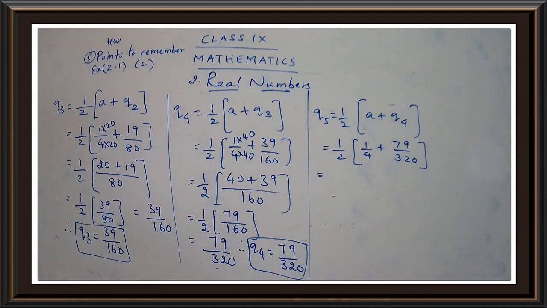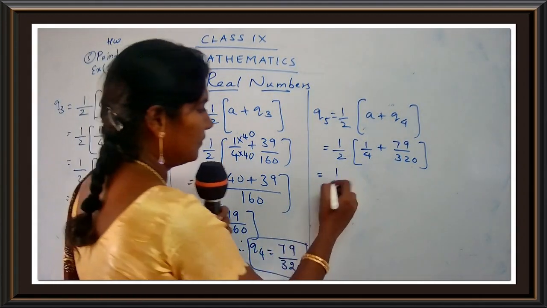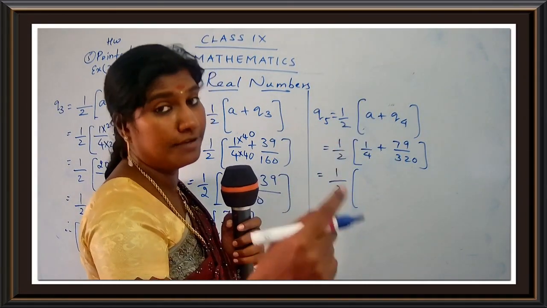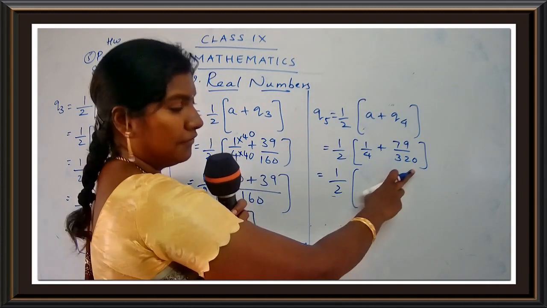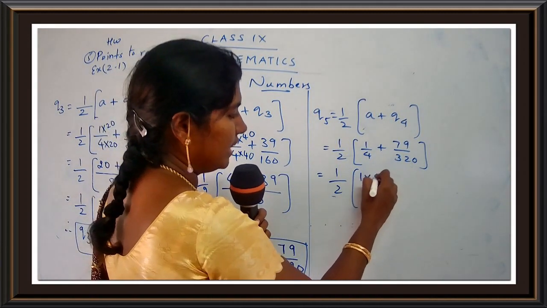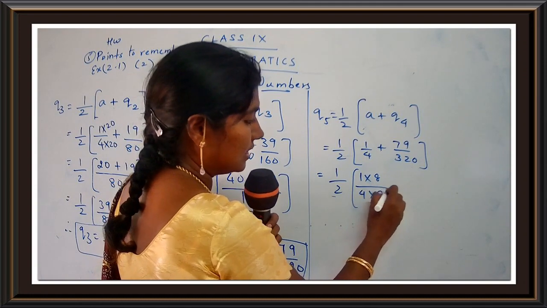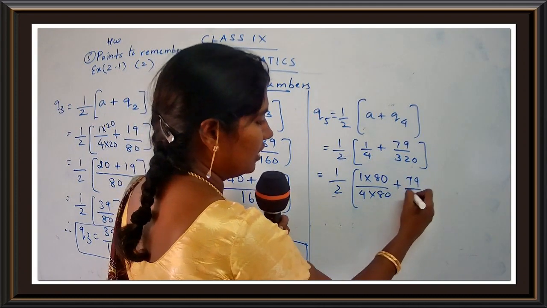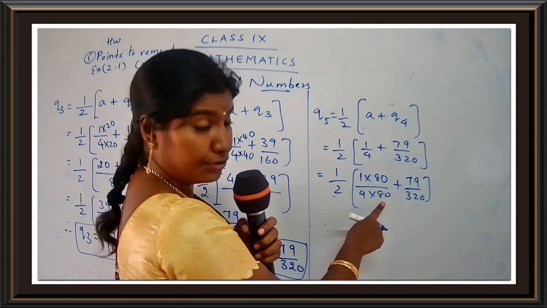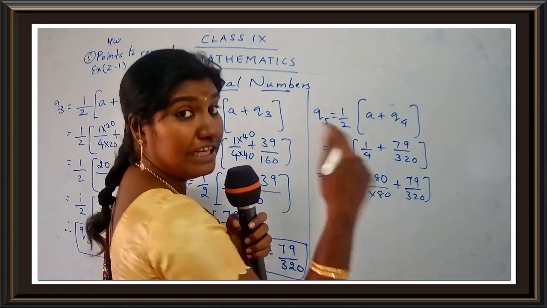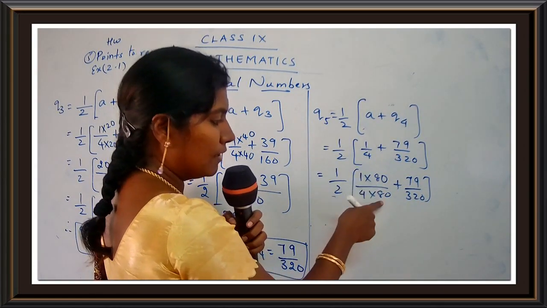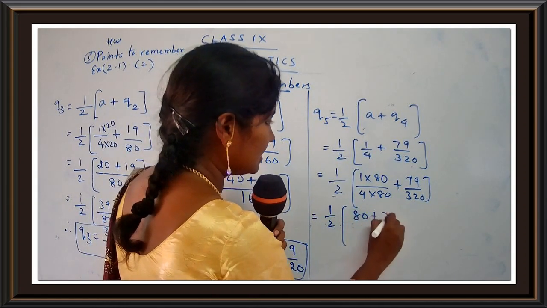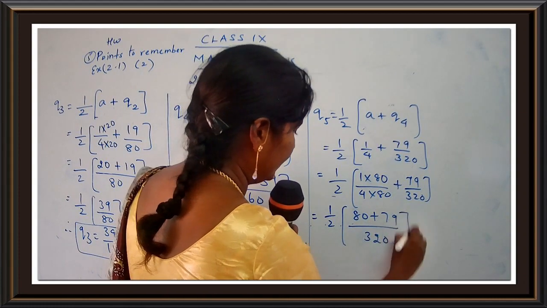Okay, so what do you get here? This is half of... there's a relation. 32, this is 4. So 4 into 8 gives you 32. 4 8s are 32. Here we have a 0, so 1 into 8 upon 4 into 80. Yeah, it's not 8. Here we have to add a 0, so 80 plus 79 upon 320. 4 into 8 is 32, and 4 into 80 is 320, because here you have 320. And 1 into 80: the same number should be multiplied in the numerator also. So half of 80 plus 79 upon 320.